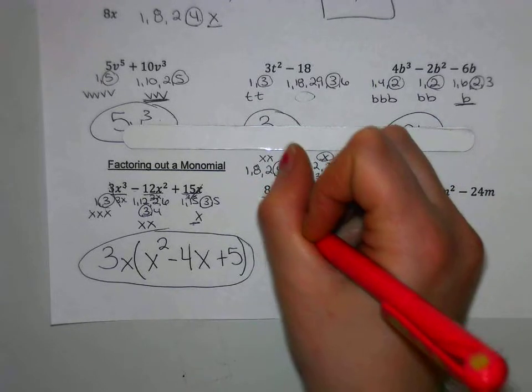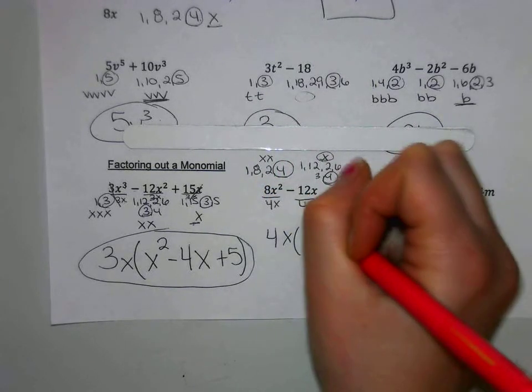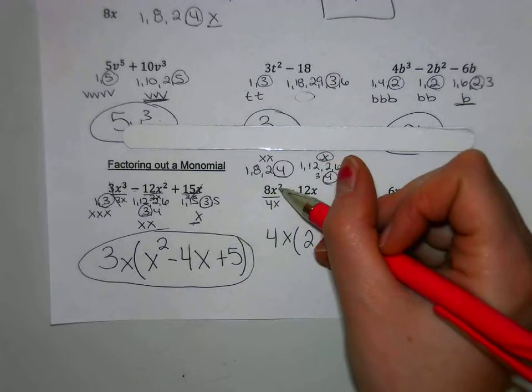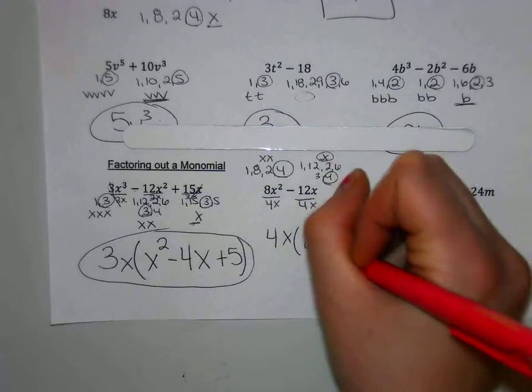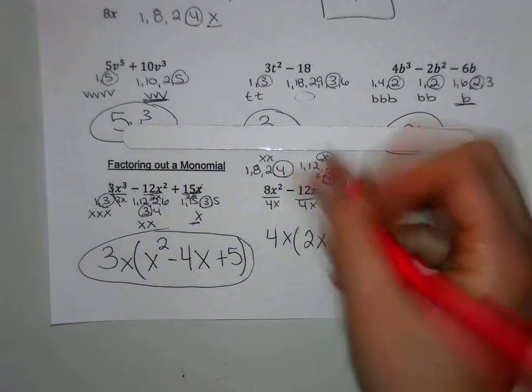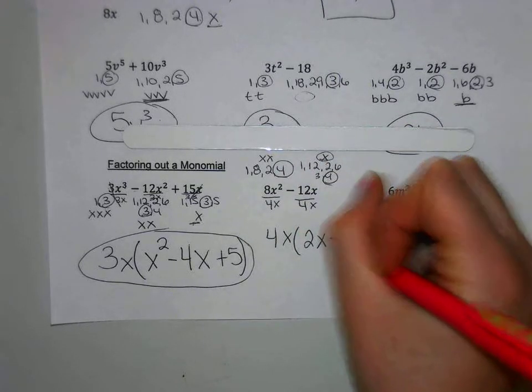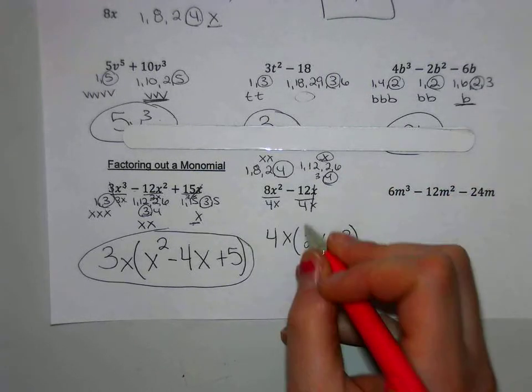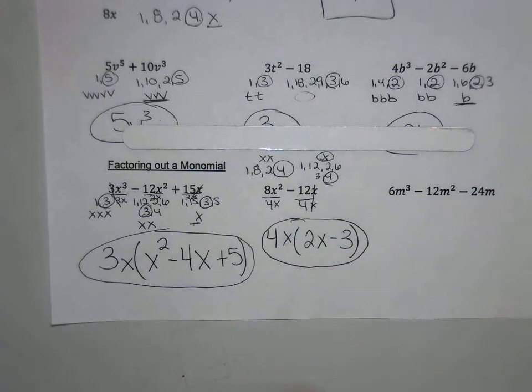So if we do that, divide both of them by 4x. So 8 divided by 4 is 2. x squared divided by x leaves us with 1x. Negative 12 divided by 4 is a negative 3. x divided by x cancels out, so they're gone. And there's our monomial factored out.